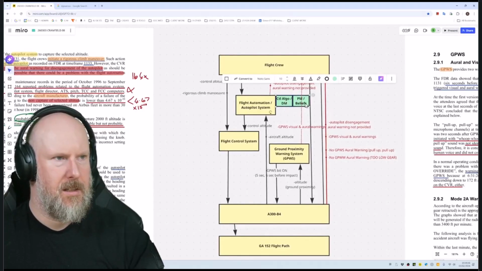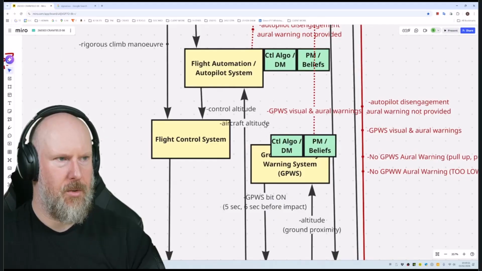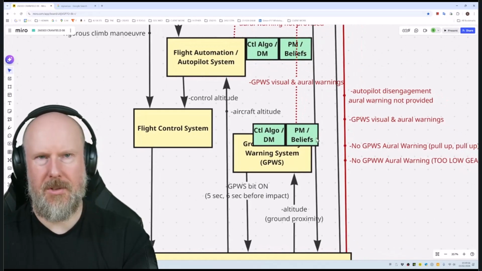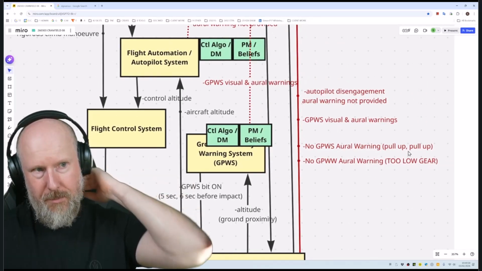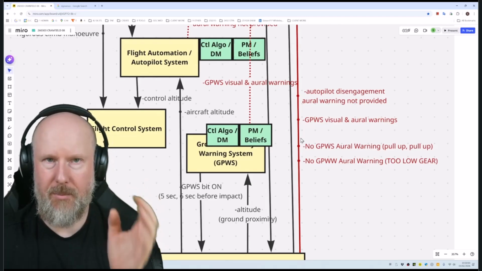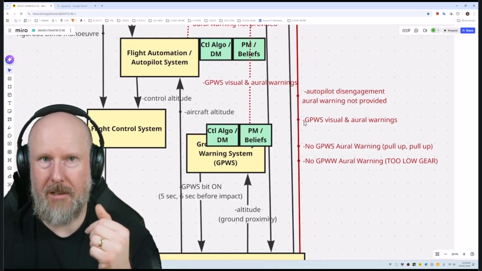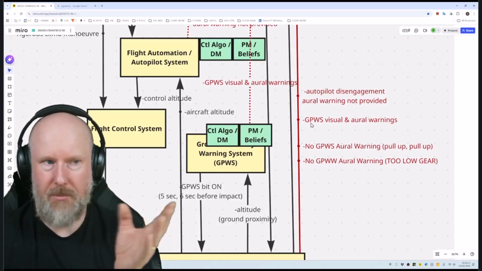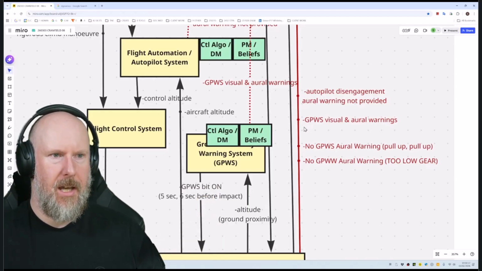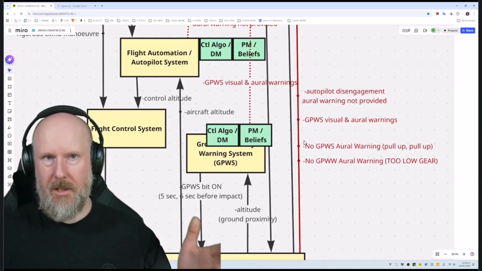And again, the ground proximity warning system is going to have its own control algorithms and decision making. And it's going to have some beliefs. In the case of the oral warning, pull up, the decision making that decides when to provide pull up will need a process model or some beliefs, based on some kind of feedback to do with the altitude and perhaps the trajectory of the aircraft. I don't know how complex this system is, but if it's just about altitude, there'll be a limit below which the alert is supposed to go off.